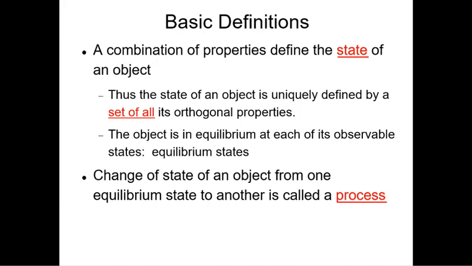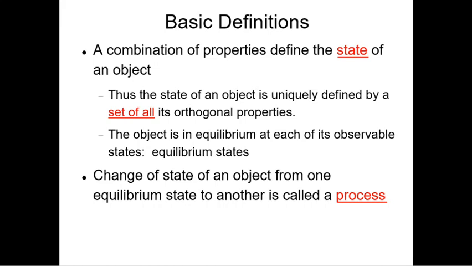Now, when the object changes from one state to another state, it is said to undergo a process. So initially, let us say the object is at one state which has a certain set of properties, and after some time it gradually transitions to another state and goes to equilibrium at that state. So its transition from one equilibrium state to another equilibrium state is called a process. Okay. So we have all understood about processes.